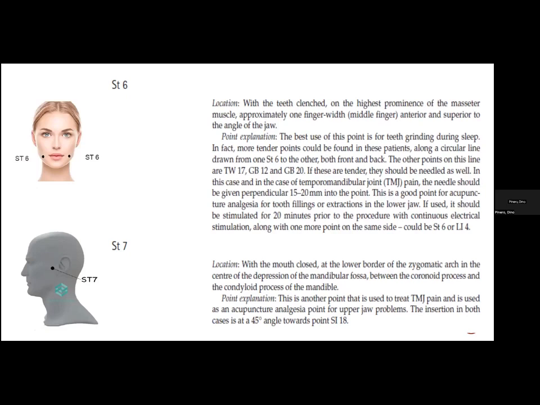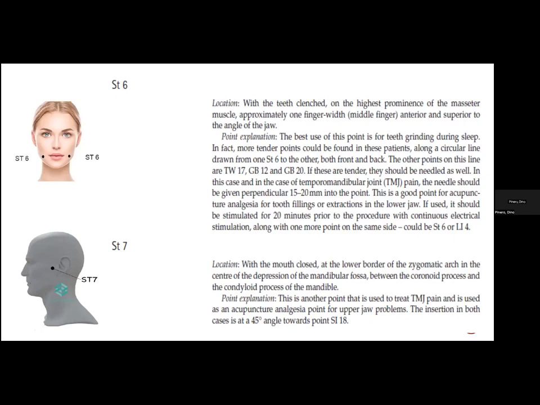Sa location ng another point, stomach 7, with the mouth closed, sasara po yung mouth, the lower border of the zygomatic arc in the center of the depression of the mandibular fossa between the coronoid process and the condyloid process of the mandible. So pag pinalpate po natin yan, may parang malambot na area dito sa may mandibular depression sa mandibular fossa.